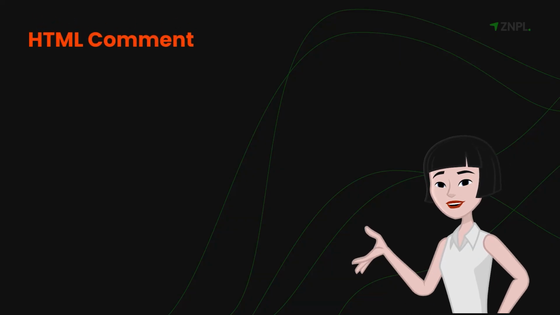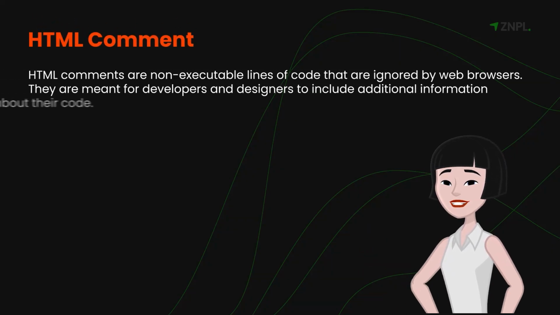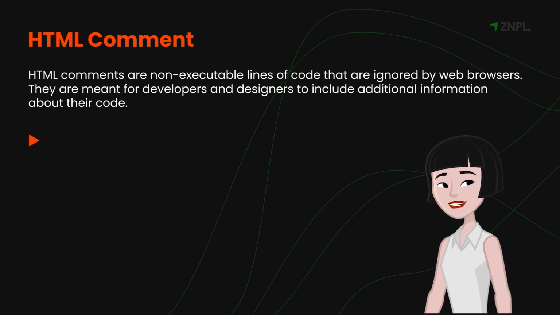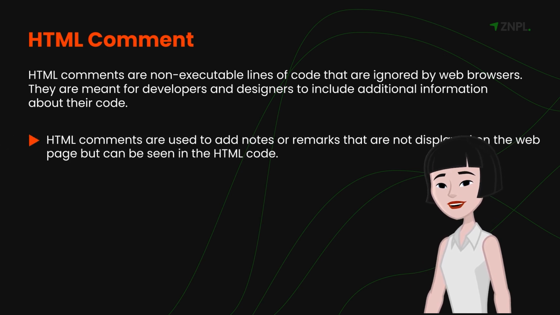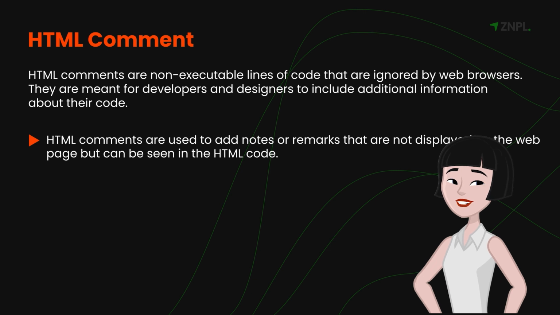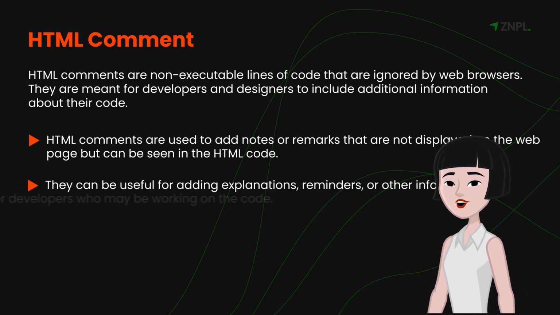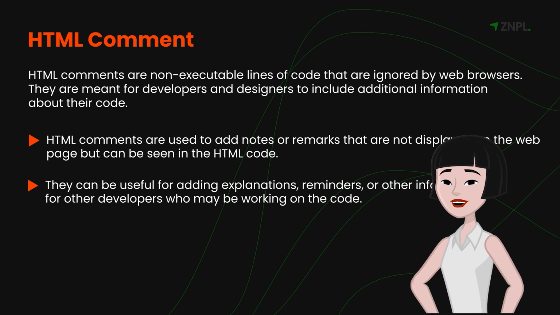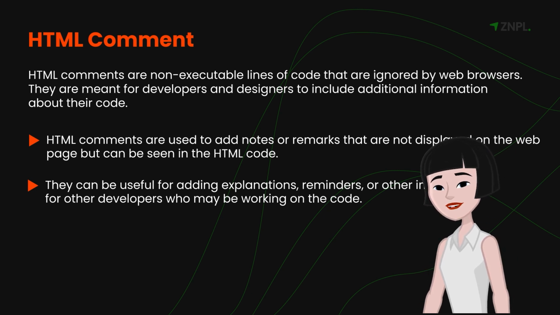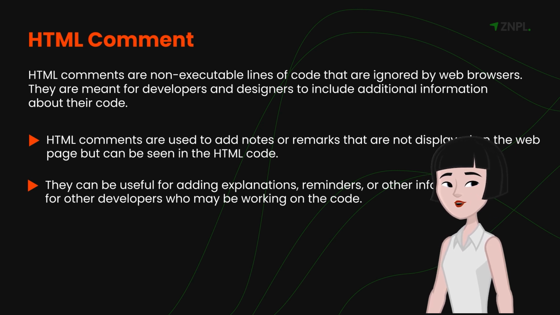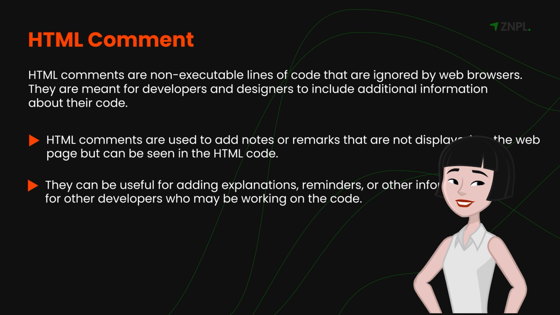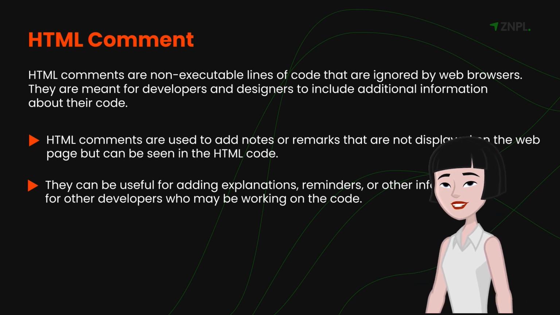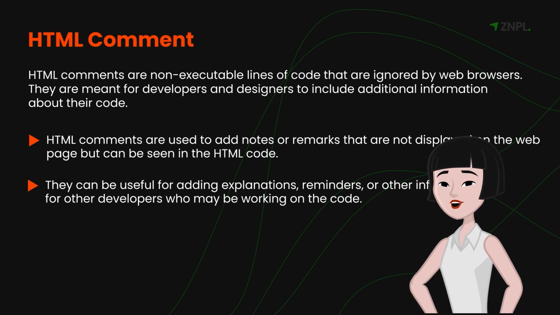What is an HTML comment? HTML comments are non-executable lines of code that are ignored by web browsers. They are meant for developers and designers to include additional information about their code. HTML comments are used to add notes or remarks that are not displayed on the web page but can be seen in the HTML code. They can be useful for adding explanations, reminders, or other information for other developers who may be working on the code.